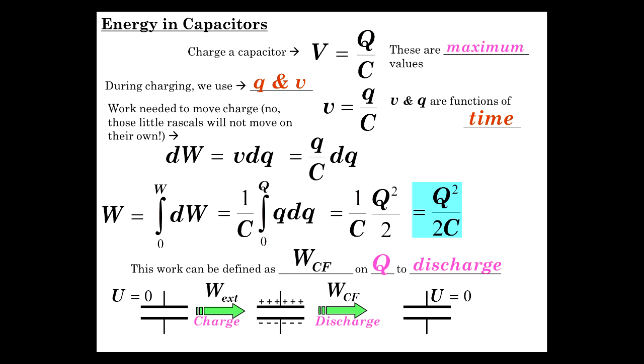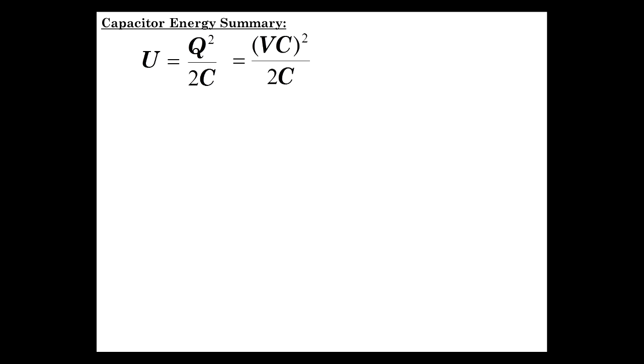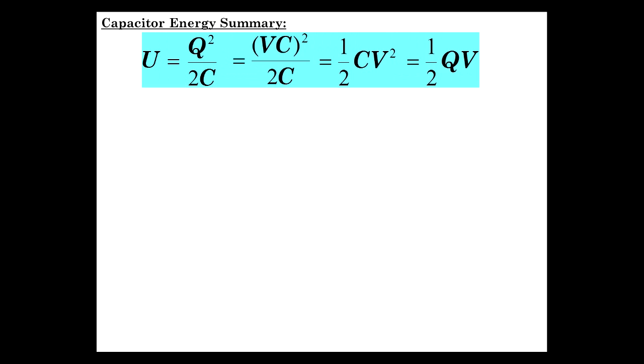And now let's summarize some of these results. So a little summary of the energy in a capacitor. We have U equal to Q squared over 2C that we just analyzed. Now Q is equal to CV, or VC, so it's the quantity VC squared over 2C. One of the C's goes away there, and we have 1/2 CV squared. Now that's also 1/2 Q times V, because CV squared is CV times V, and CV is Q, so there you go, equivalent expressions.